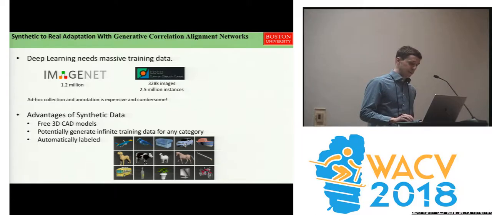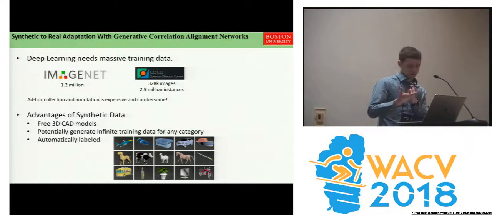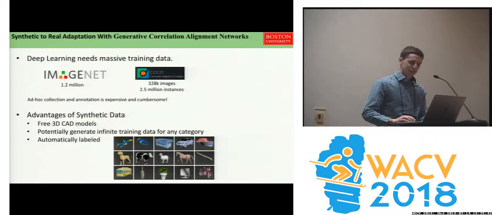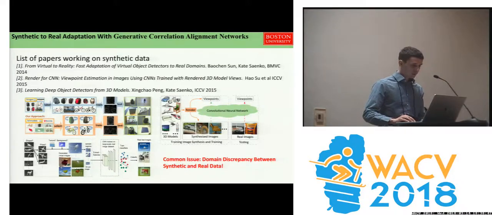Using synthetic data has become a focus of a lot of works recently. Most of the works focus on generating synthetic images using CG techniques, and the advantage of synthetic data comes from the fact that 3D CAD models are freely available, and you can generate huge amounts of data by rotating them. And this generated data can be automatically labeled because we know what the original objects were.